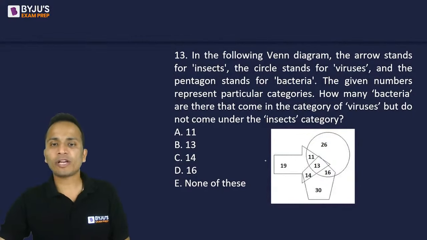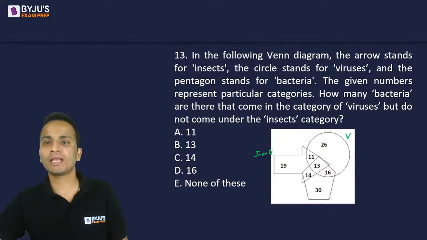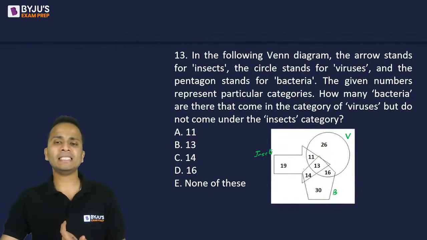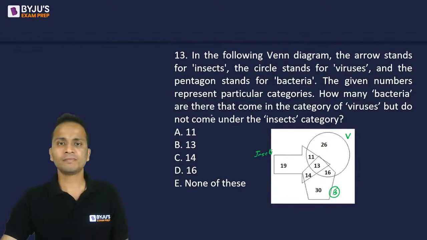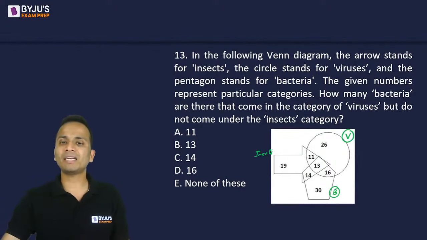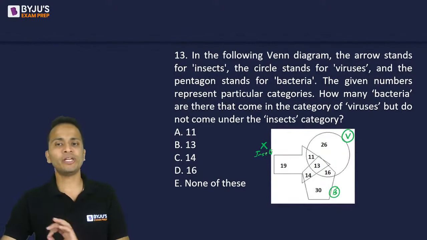Now, the arrow stands for insects. The circle stands for viruses and the pentagon stands for bacteria. So there are three figures as you can see: a circle, an arrow and a pentagon. Fine, these are the three regions. And then there are other regions which are made by the intersection of these regions. Now the given numbers represent particular categories. How many bacteria? We have to consider bacteria that come in the category of viruses, but not in the category of insects. So it should not be insect.